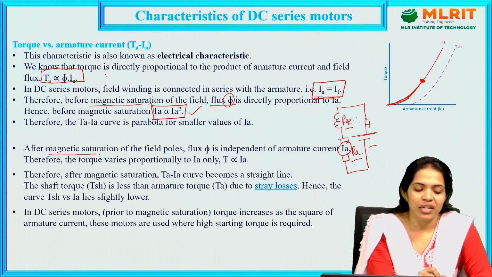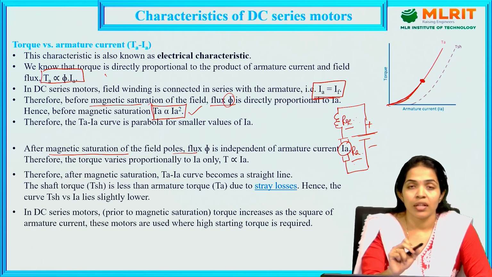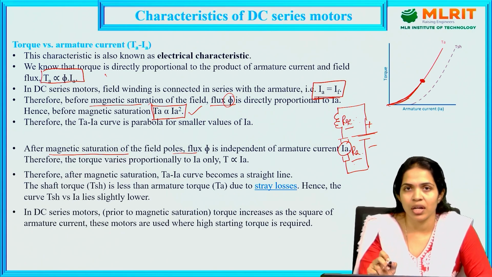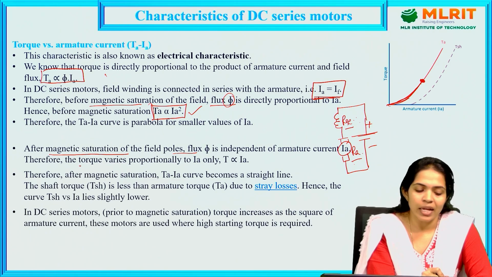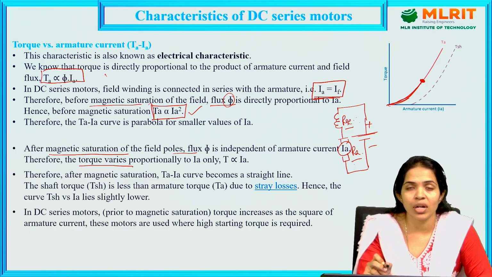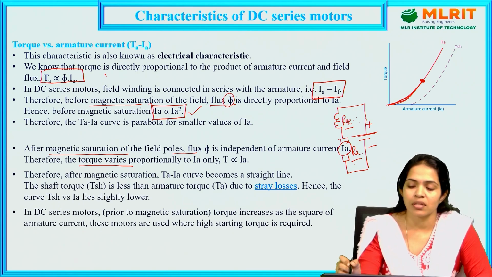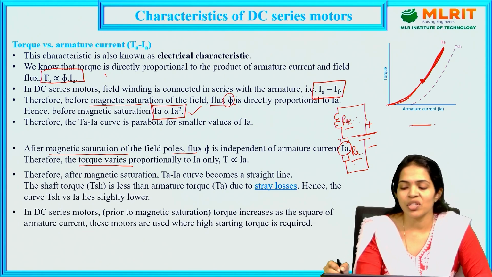After magnetic saturation of the poles, the flux is independent of armature current. So I can straight away say that my torque is now directly proportional to armature current. As the armature current increases, the driving torque also increases. After the magnetic saturation point, we can see a straight line: with the increase in armature current, we find an increase of torque.